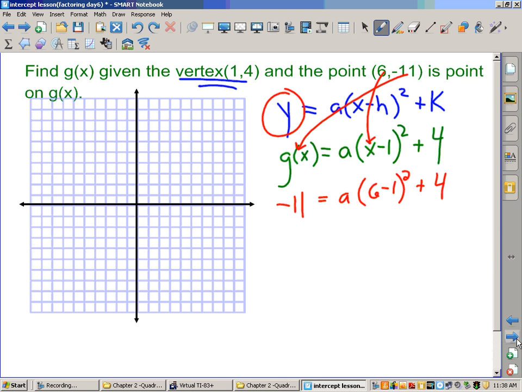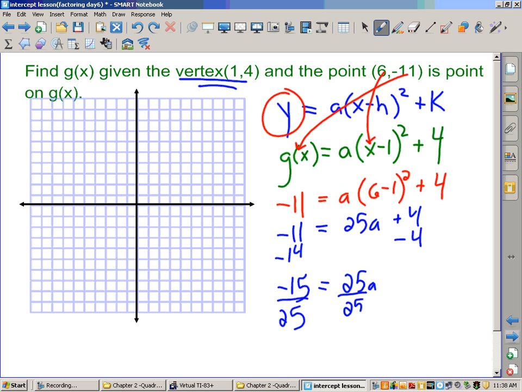I know I've been going kind of fast, but I just can't wait to get to this next one. Is it going to be using standard form? No. Actually, we are kind of using standard form, so I should say yeah. Negative 11 equals 25a plus 4. Subtract 4 from both sides. 25a equals negative 15.